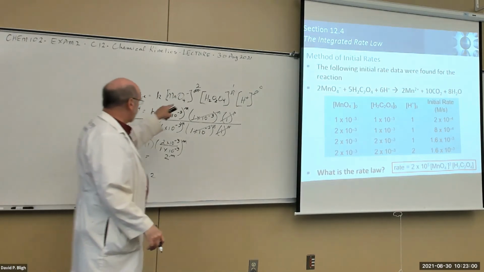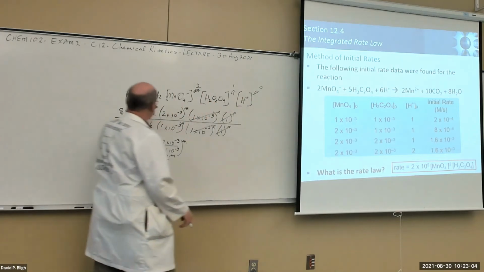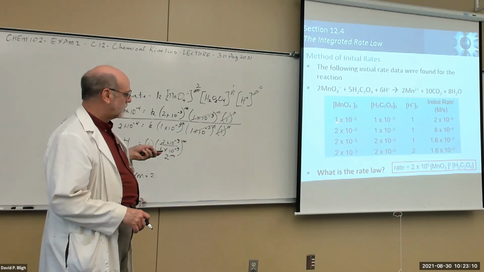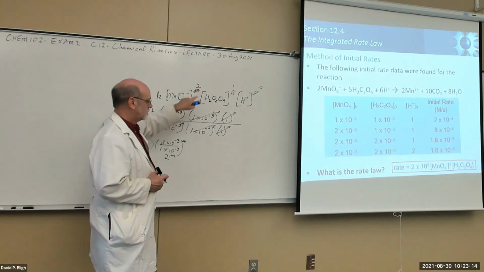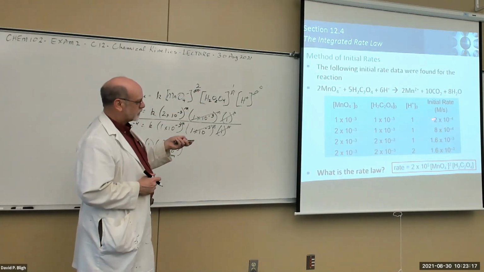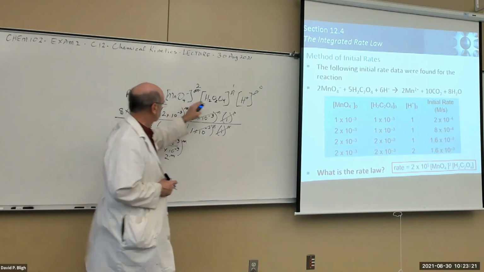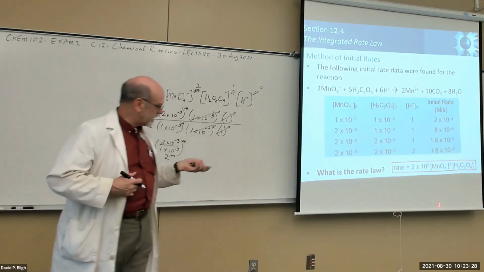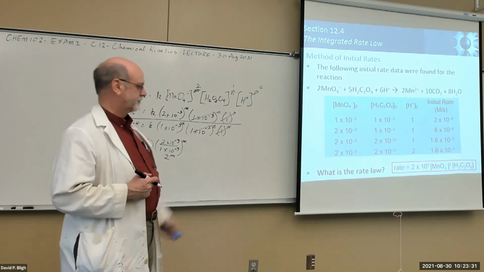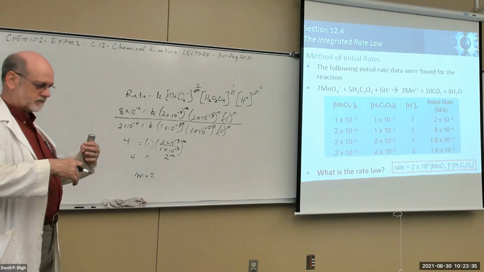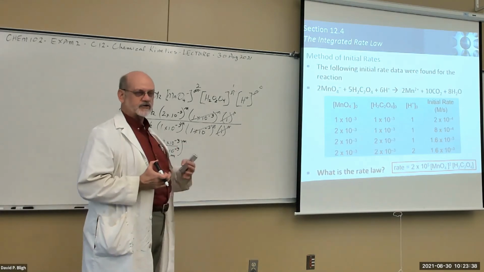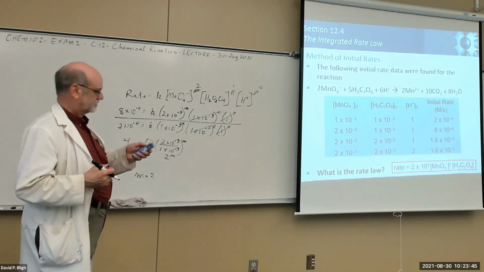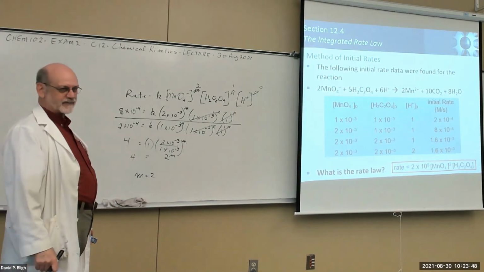And then once you've got these orders, then you can take any one of these, plug in the concentrations with their orders, the rate. Let's just take the first one. You put the rate here, put the concentrations here with their orders, and solve for K. And that's where we get this value right here, 2 times 10 to the 5th. Okay. So those are the steps in solving an initial rates problem. I know it takes time, but I didn't make this stuff up. I'm just the messenger.